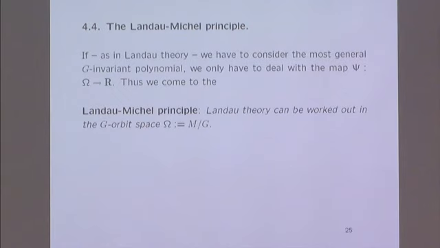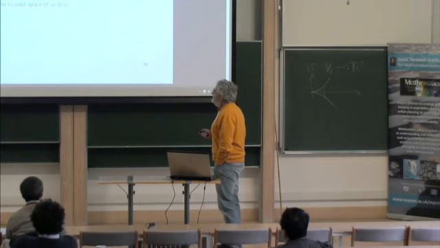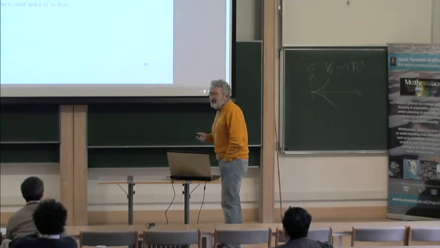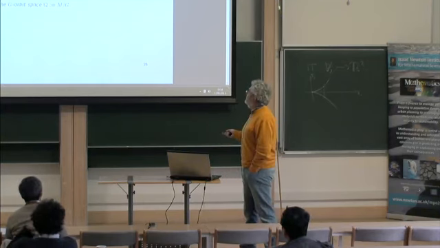Now, in the Landau theory, we have to deal with the most general polynomial compatible with the symmetry. So basically, we don't care about the second step. We only care about the basis polynomials, because the second function, the function psi, from the J to R, is a completely general function. So there is nothing which we should say about that. And so here is the third character, which was Michel, stressing that basically we can work Landau theory in the orbit space.